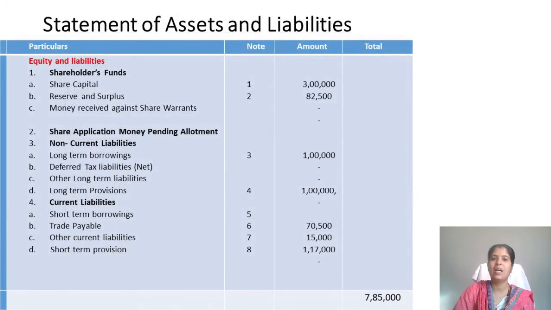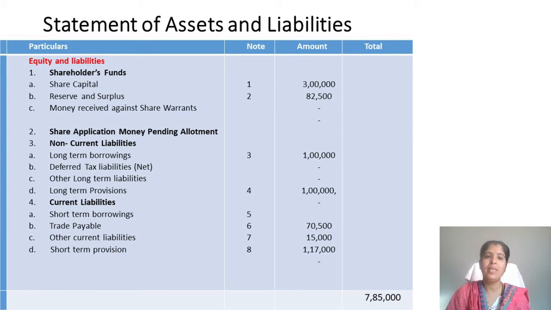Now let us see regarding the statement of assets and liabilities. When you prepare the notes, already working notes or note values as per the schedules, it will become easy for us to directly add the balancing figure in the statement of assets and liabilities, as it consists of the particulars column, note, amount, total values.